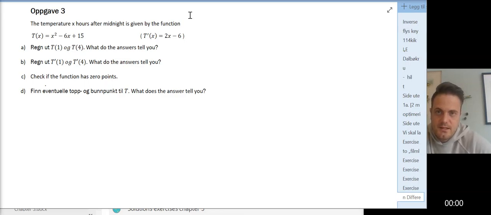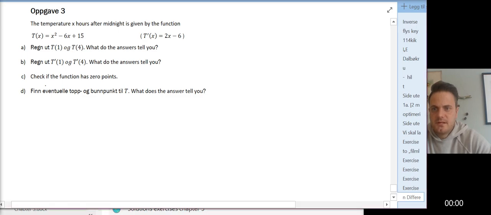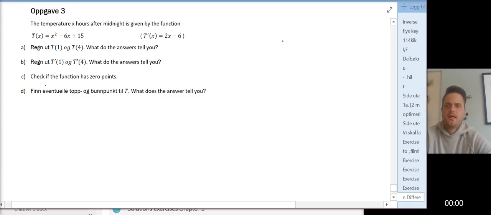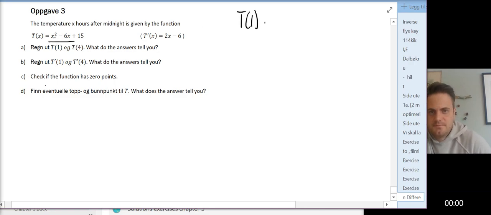Exercise 3 here as well. Maybe have a practical exercise, we could say. It's about temperature. X hours after midnight, the temperature is given by the function which you see here, a second degree function. And here we have it. And we should calculate t of 1.